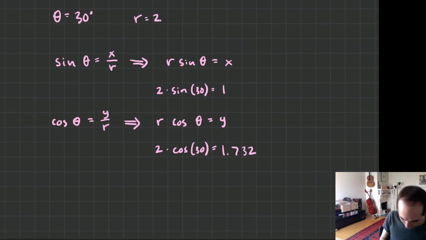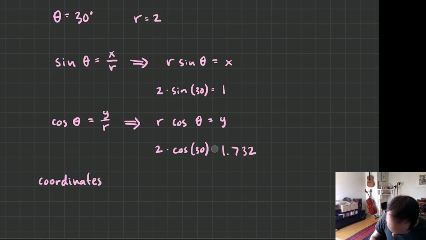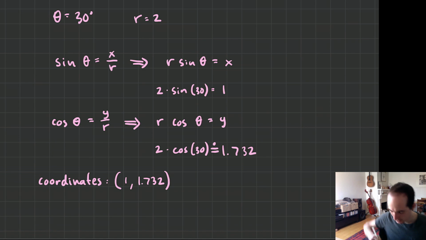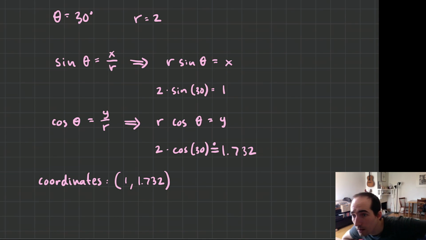So the coordinates, and I should actually put a little dot on top of this because we rounded. Okay, so the coordinates are 1 and 1.732. Very cool. Okay, so those are the coordinates. So if you got the same thing, x equals 1 point and y.